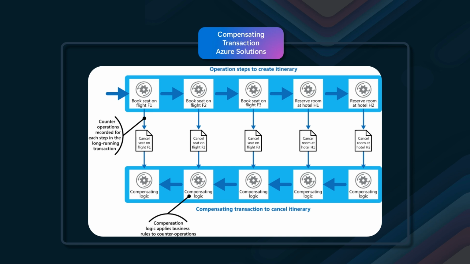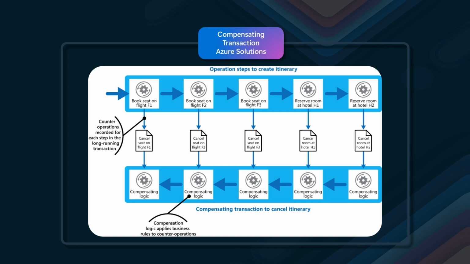These steps consist of eventually consistent operations. Although each step is a separate action, besides performing these steps, the system must also record the counter operations for undoing each step. This information is needed in case a customer cancels the itinerary. The steps that are necessary to perform the counter operations can then run as a compensating transaction.